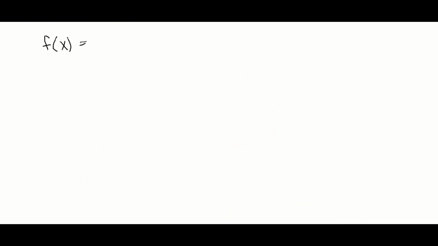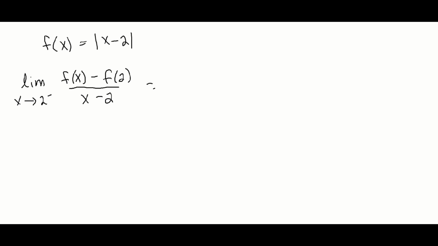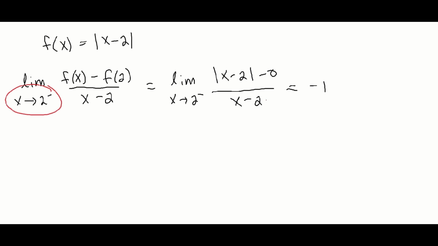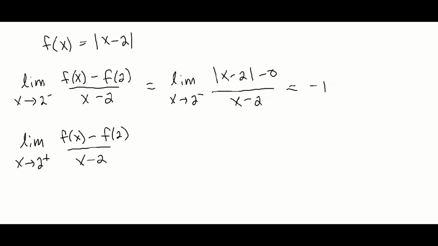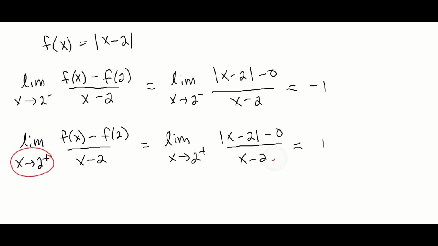Consider the function the absolute value of x minus 2. This function is continuous at x equals 2. But what would you say the derivative is at x equals 2? When we approach 2 from the left side, x minus 2 is always going to be negative, and the absolute value is always going to be positive, so the limit is negative 1. As we approach 2 from the right side, x is larger than 2, so x minus 2 is positive, the absolute value is positive, so the limit is 1.